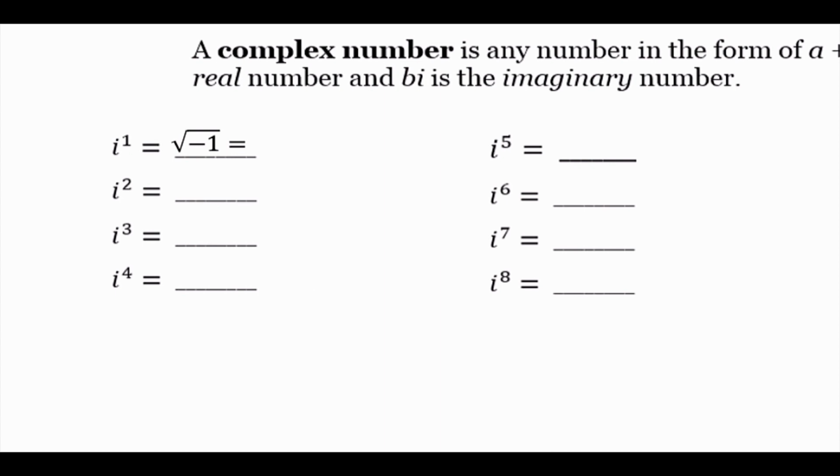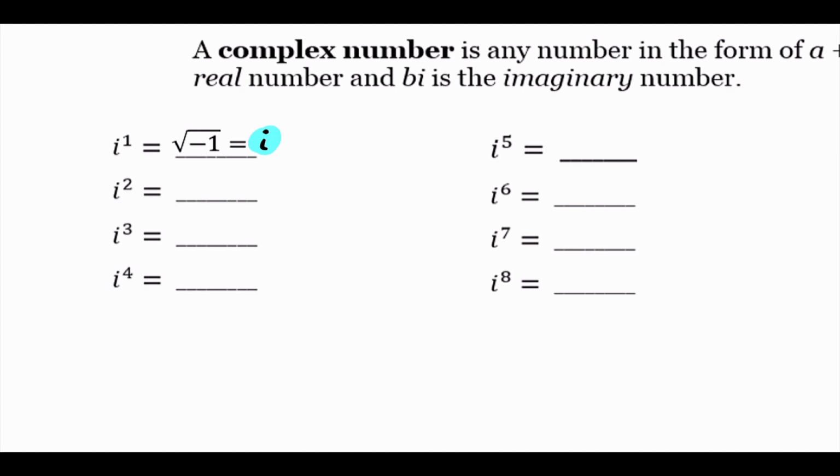Okay, so i to the first power is the same thing as the square root of negative 1, which is just the same thing as i, right? We said that earlier. So the first answer we get is just i. Next, i squared.